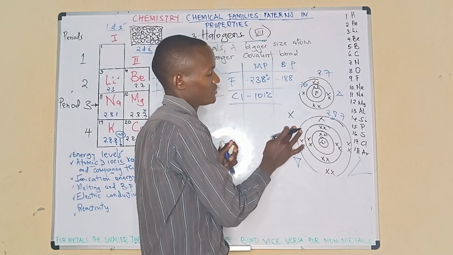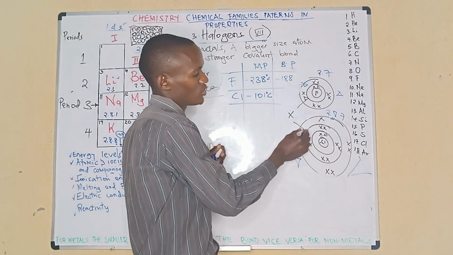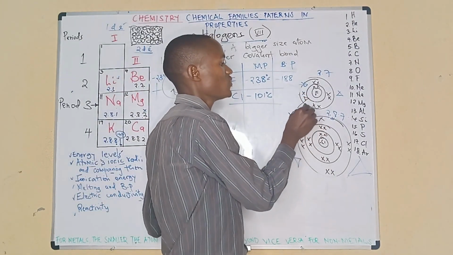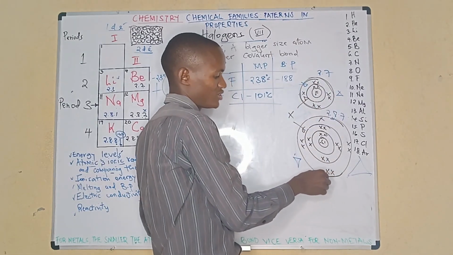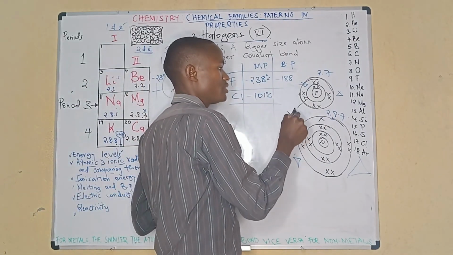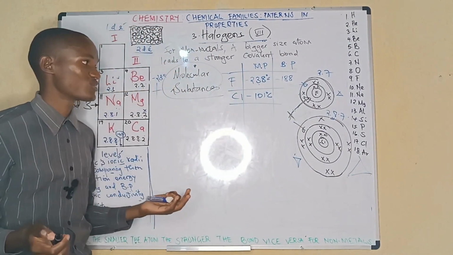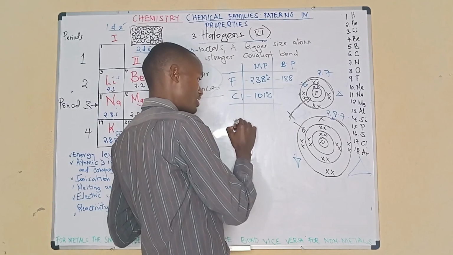Where will this electron move to? Will it go to fluorine or to chlorine? This one has a high nuclear attraction. It is pulling its electron so much towards the center. But this one, there's not much nuclear attraction. And therefore, this electron will be pulled to fluorine. And hence our conclusion that fluorine is more reactive.